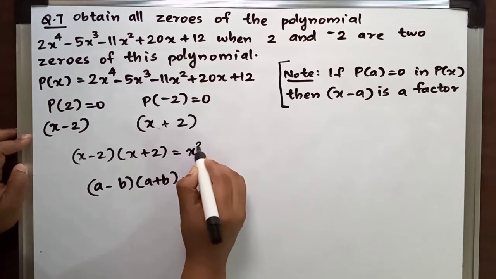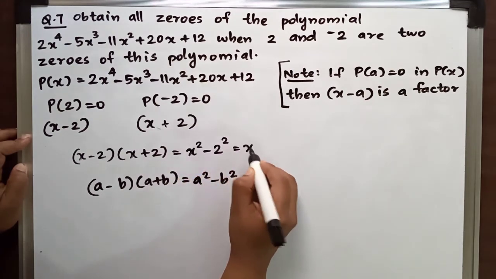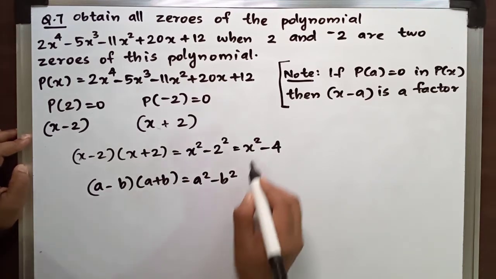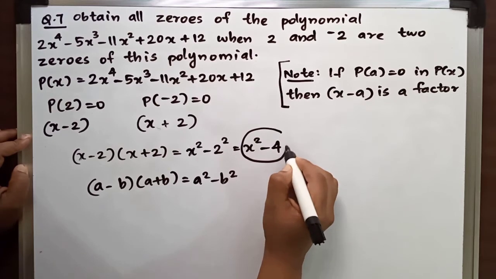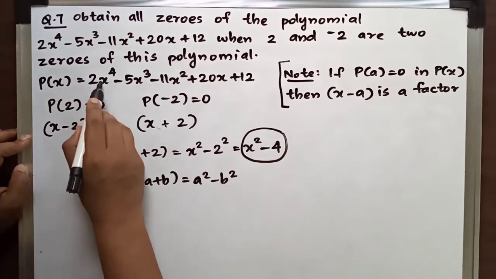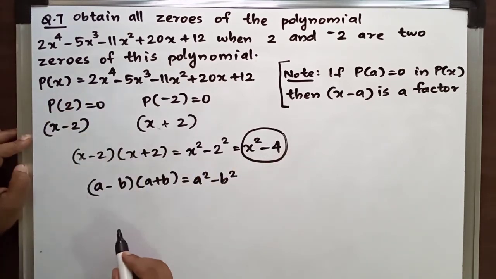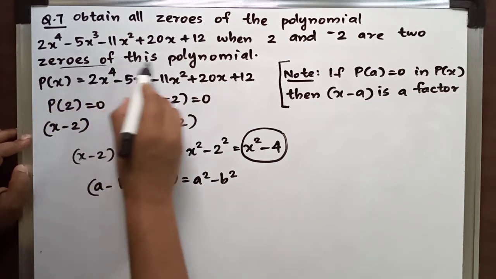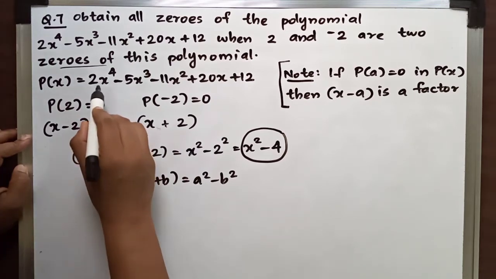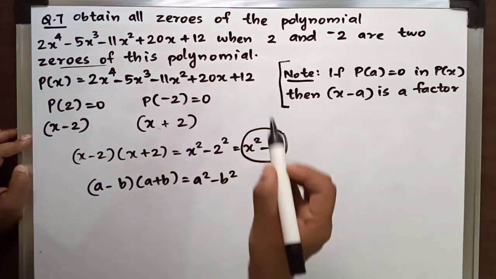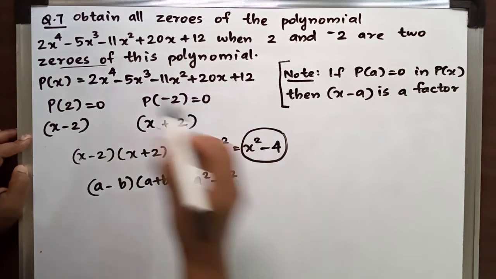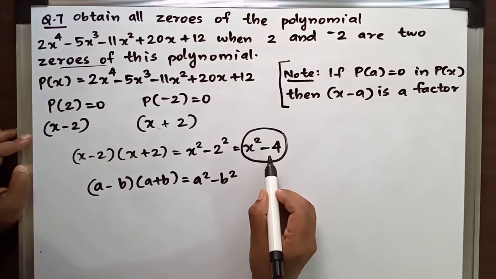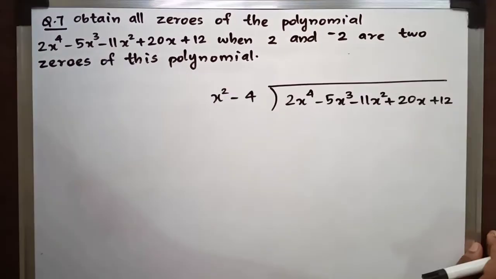So it is x square minus 2 square, that is x square minus 4. Okay, so we got x square minus 4 is a factor of this polynomial. How will we find the other factors, or from those factors, the zeros of this polynomial? We have to divide this given polynomial by this. Okay, p of x, this one should get divided by this one. That is the first step.